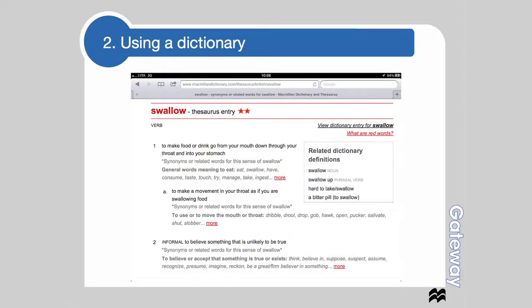Here we have the dictionary entry for the verb to swallow, which means ingoiare. We can see that it's quite a common word because it has 2 stars next to the entry. Then we see that there's the definition, and we're also given the word in context. Use all of the information that's in a dictionary. It is there to help you.